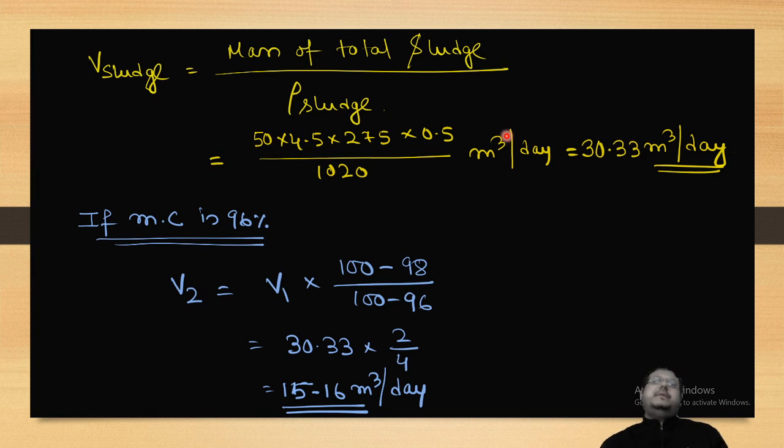So volume of sludge will be mass of total sludge by rho sludge. Here, I have told you that the rho sludge value is actually not provided. If it is not provided, then you need to remember it as 1020 kg per meter cube. The rho sludge, 1020 kg per meter cube.